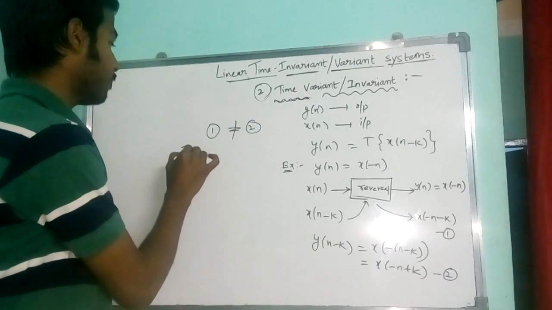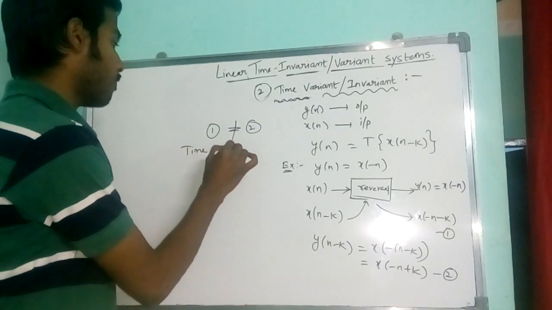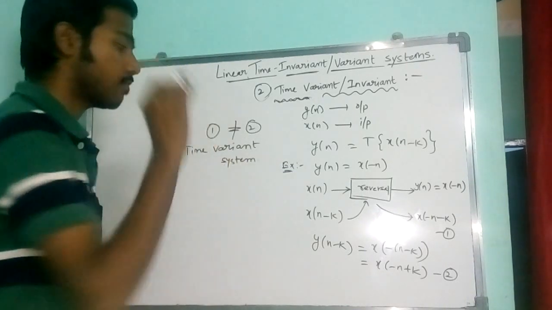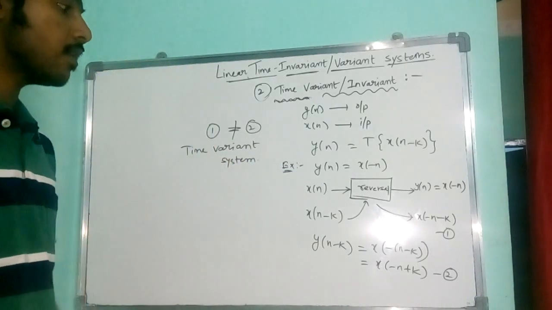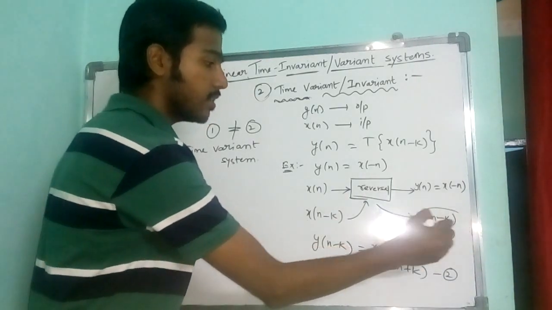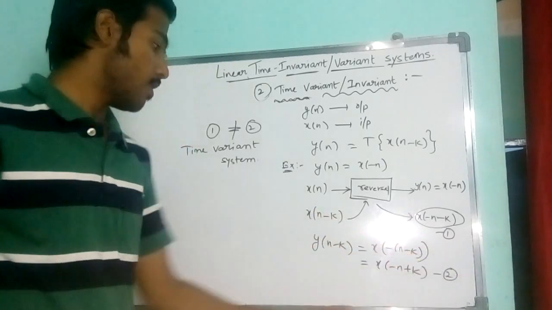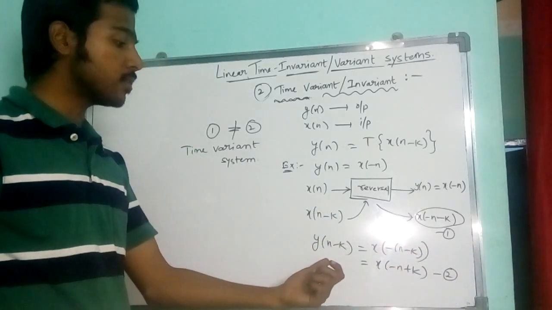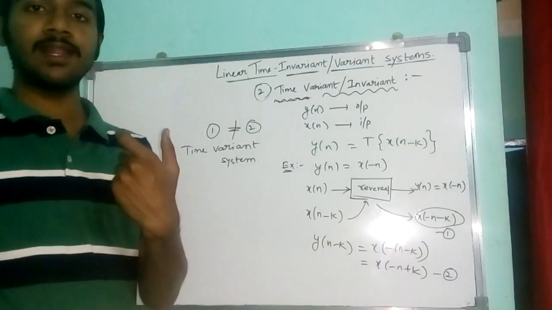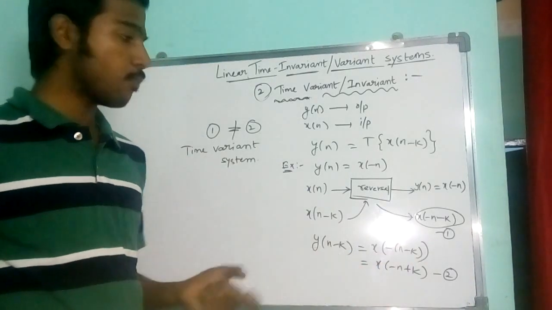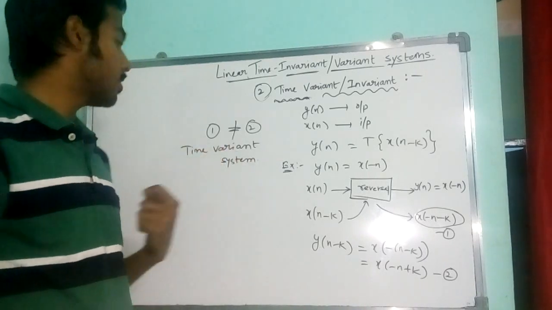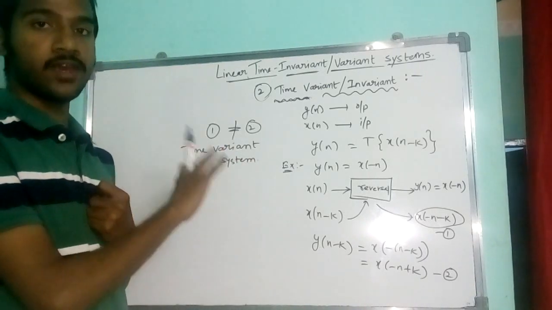So it is a time variant system. That means when we apply the transformation, we get the output as equation 1. When we shifted the output signal by k time units, we got equation 2. For a system to be time invariant, both should match, both should be equal. But here in this case, both are not equal. So it is a linear time variant system.